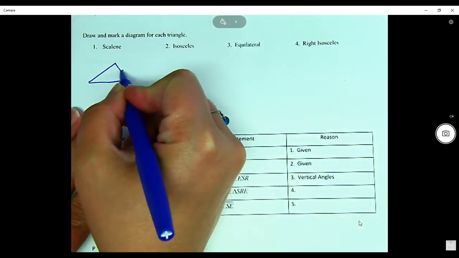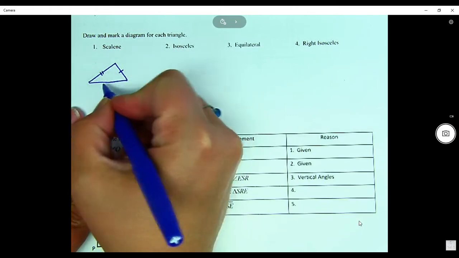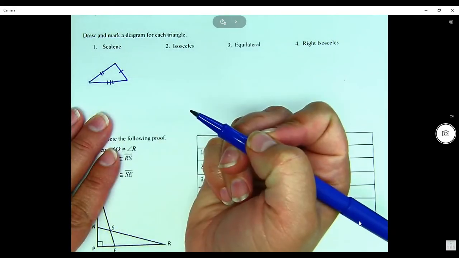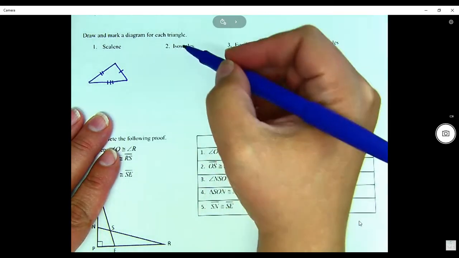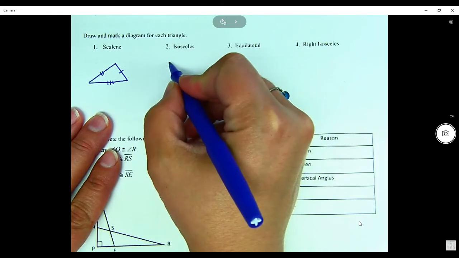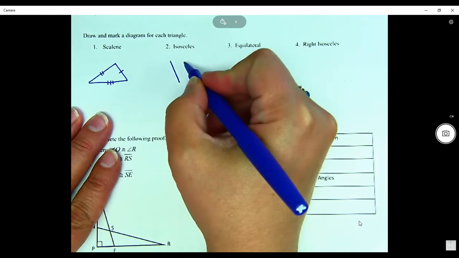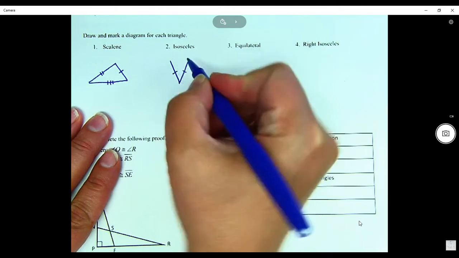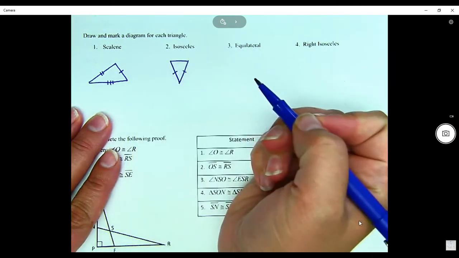So this side is going to get 1 tick mark, this one's going to get 2, and this one will get 3. That will indicate that all of the sides are different lengths, and so the triangle is scalene. Our next type of triangle is isosceles. Isosceles always reminds me of an ice cream cone, and the two sides of that cone have to be equal in length. And that would be your isosceles triangle.